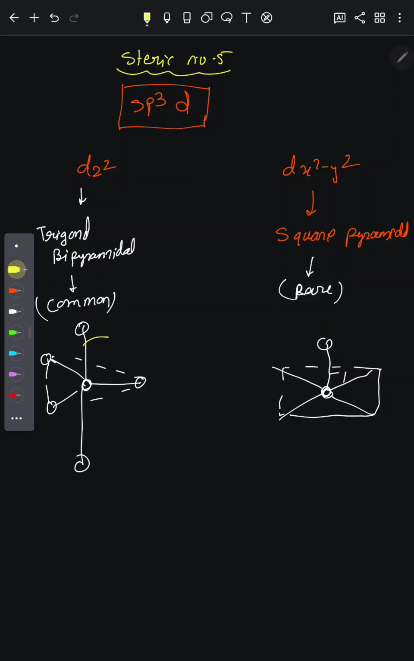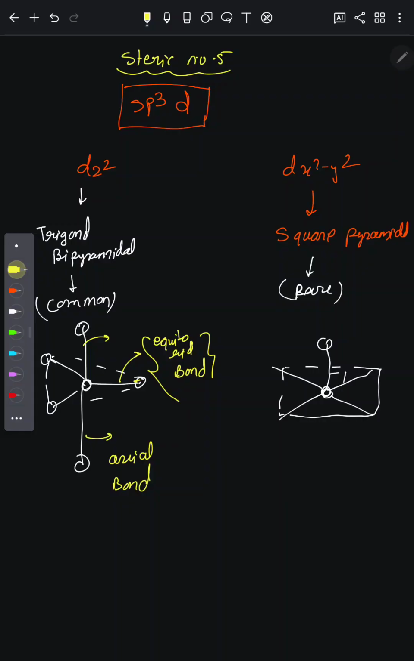Now let's discuss these bonds. These are called axial bonds, and these are called equatorial bonds. Generally, the distance will be shorter in equatorial as compared to axial bonds. We know that the electronegative group will try to attain the equatorial position, while the axial position depends on the percent s character.